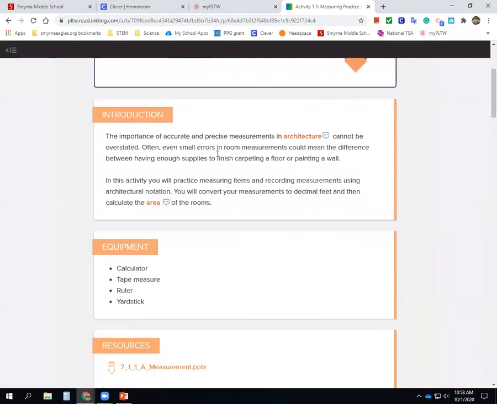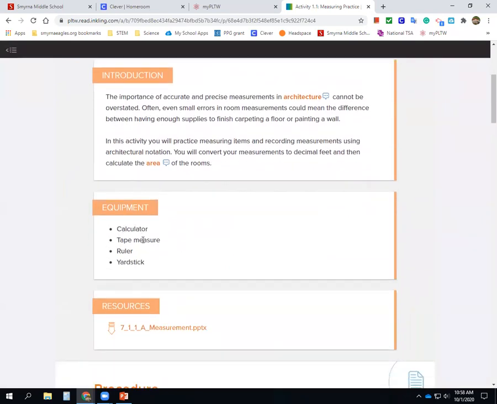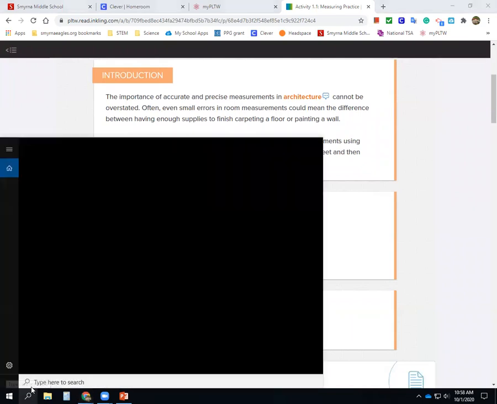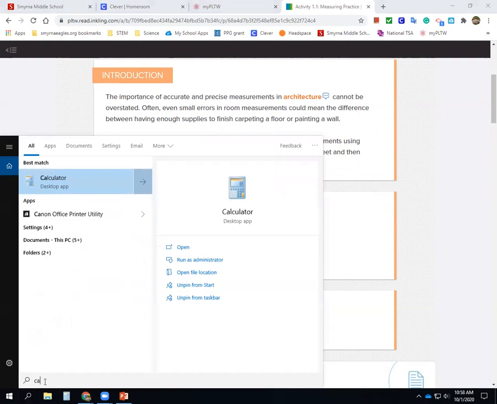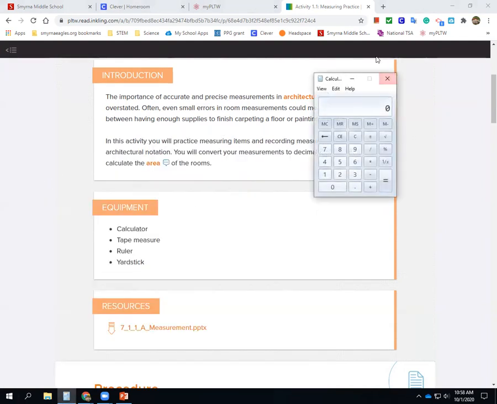We're going to scroll down here. We're going to read through this and we're going to see what equipment we need. So we need a calculator. You can do a number of things. Use a calculator on the computer. A lot of times computers have calculators already in them. So I started typing in this little search thing. Calculator comes up and I can click on that and open that and it'll be on my computer just like this.